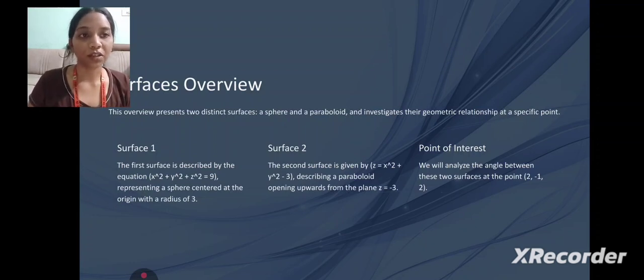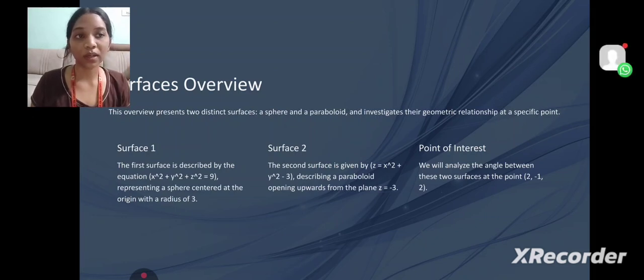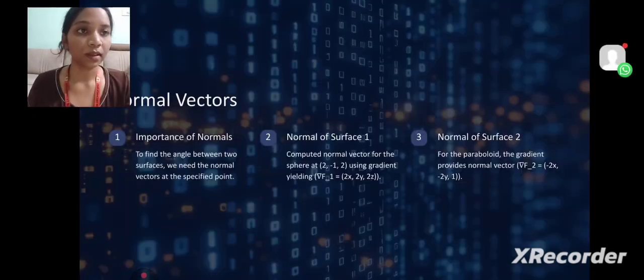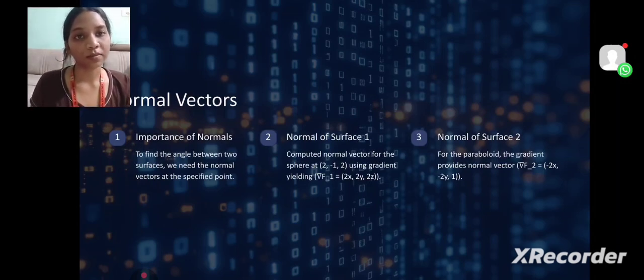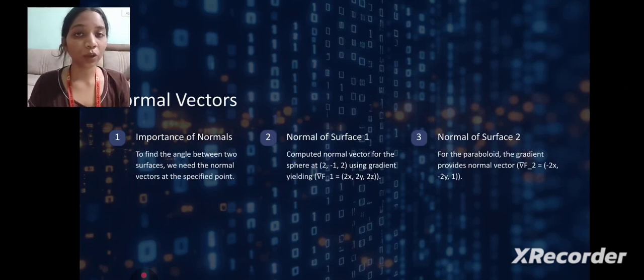Point of intersection. We will analyze the angle between these two surfaces at the point (2, -1, 2). Next, normal vectors. Importance of normals. To find the angle between two surfaces, we need the normal vectors at the specified point.